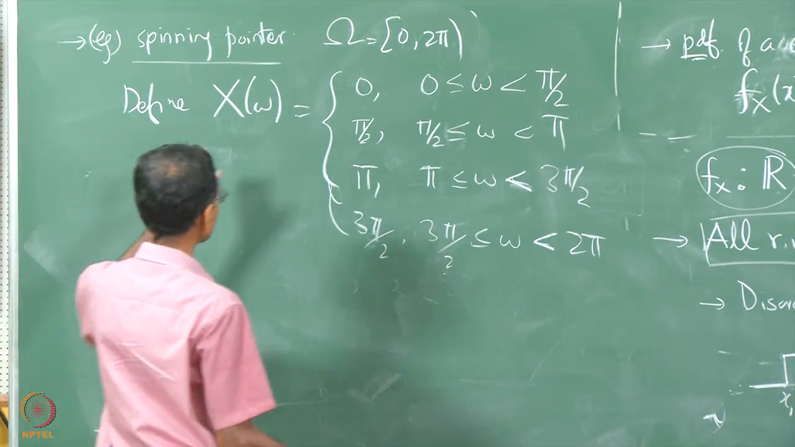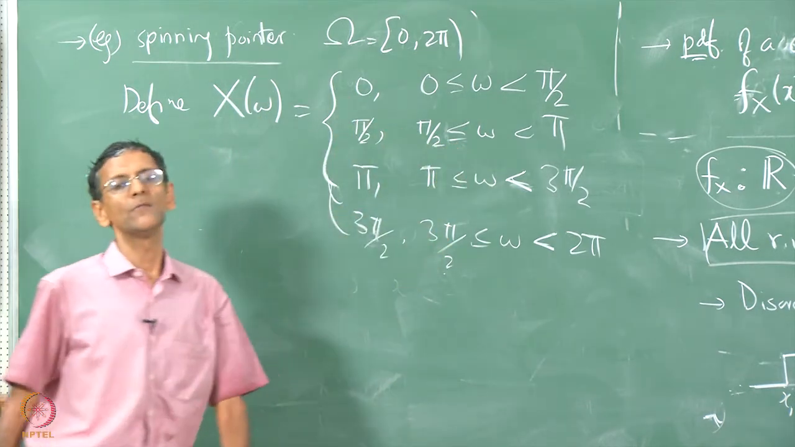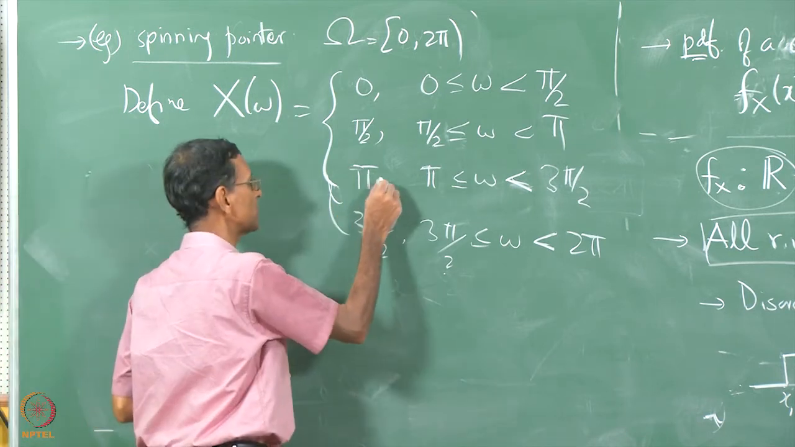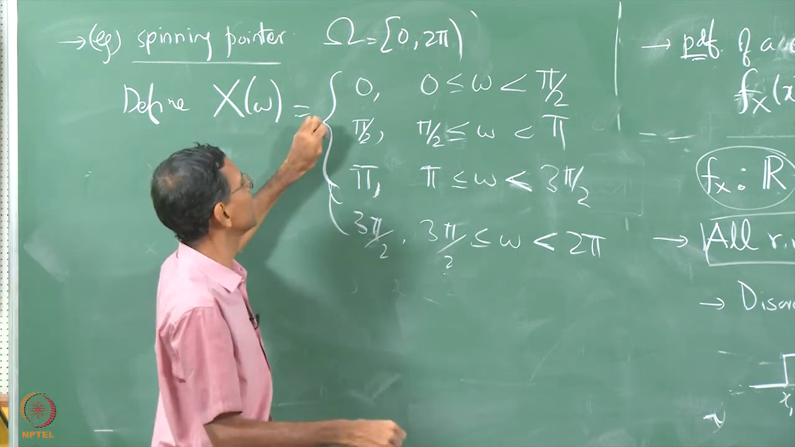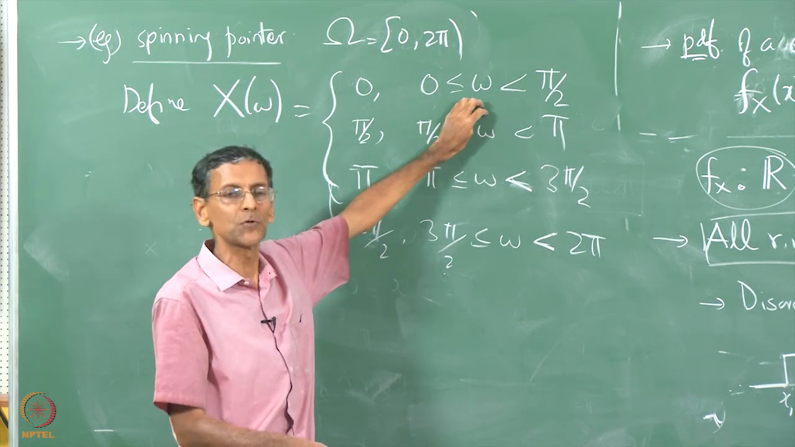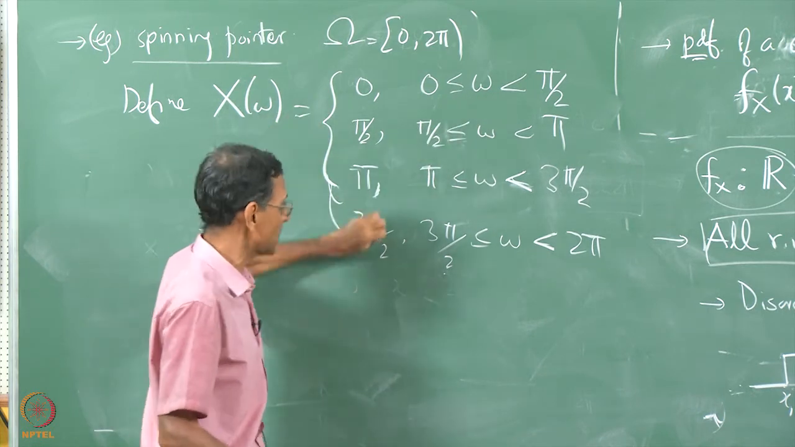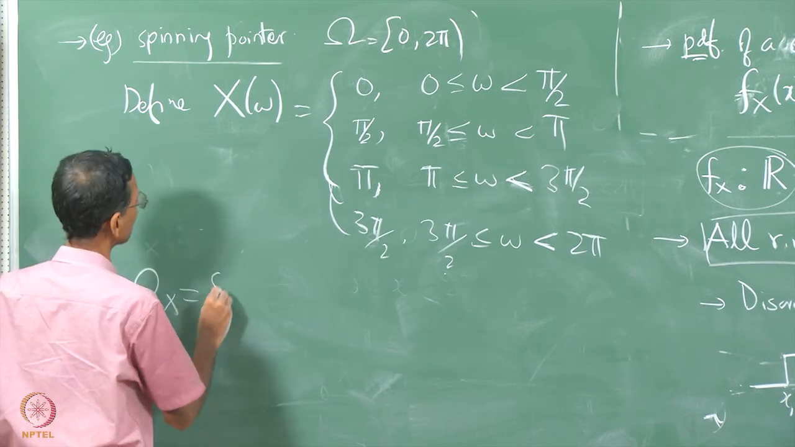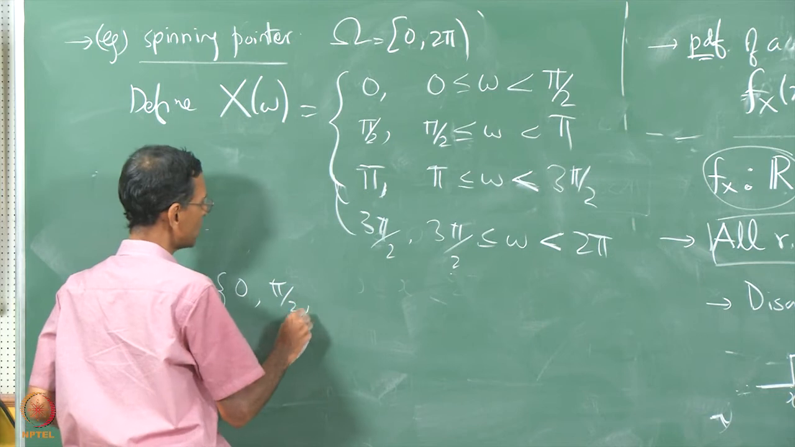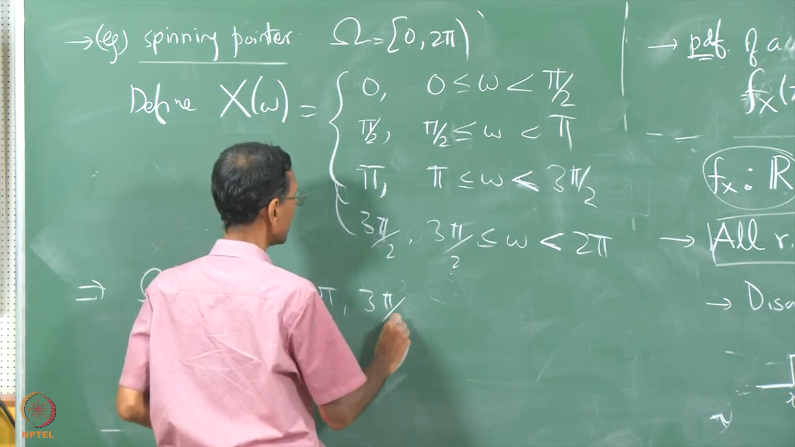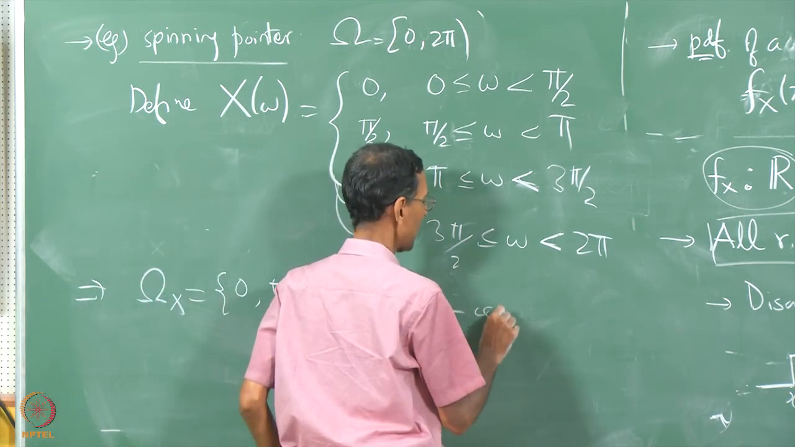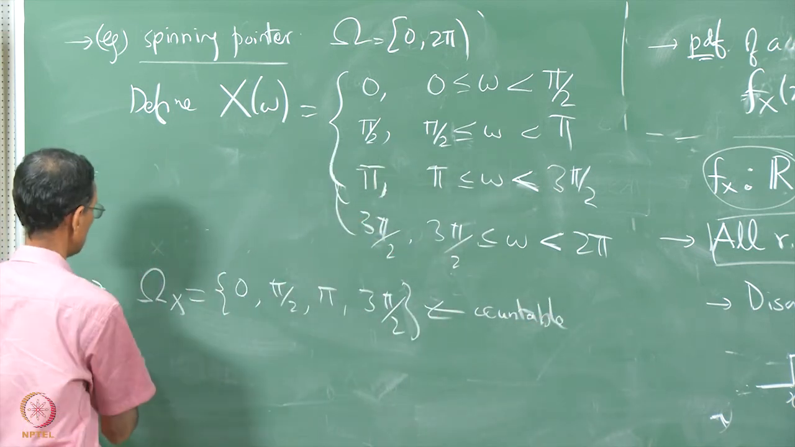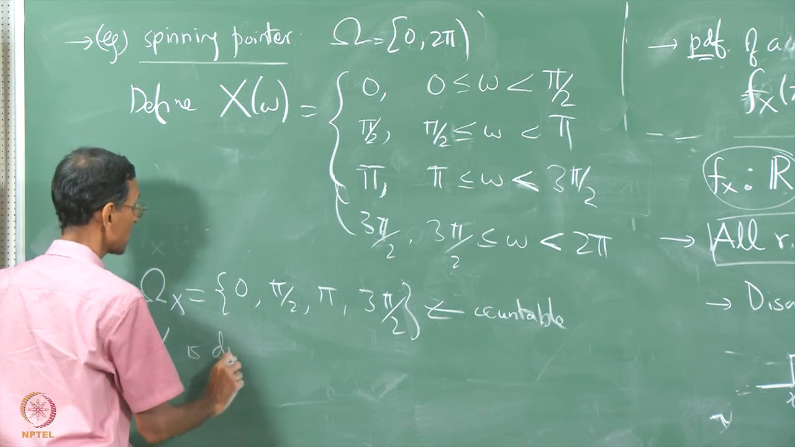This fits our definition of what a random variable should do. It should take some real value based on the output of the experiment, and that is what it is doing here. But Omega X in this case is just the set of 4 values 0, pi by 2, pi, 3 pi by 2, which is certainly a countable set, and therefore X is discrete, it is not continuous.